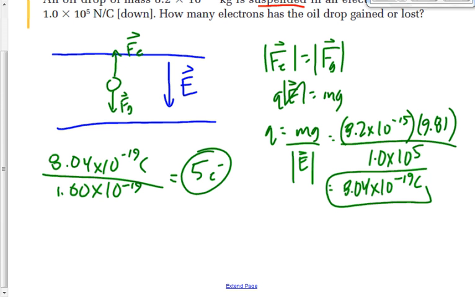What's the charge of this oil drop, positive or negative? How do you know it's negative? Good. If the electric field is down, in order to experience a force up, it must be negative. If it was positive, the force would be in the same direction as the field. So it's got to be negative. If it's negative, did it gain or lose electrons? If you're neutral and you lose electrons, you become positive. So this must have gained electrons. Does that make sense?